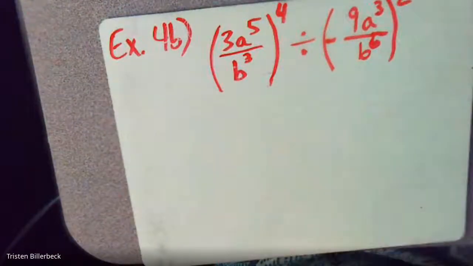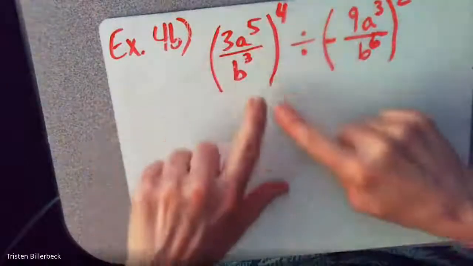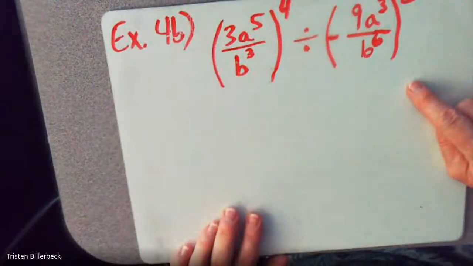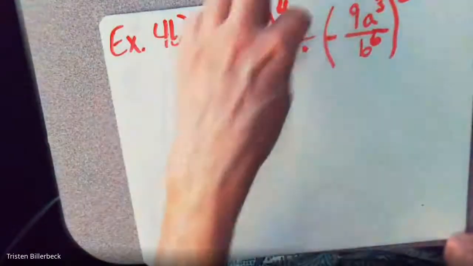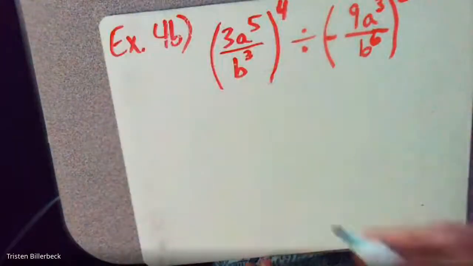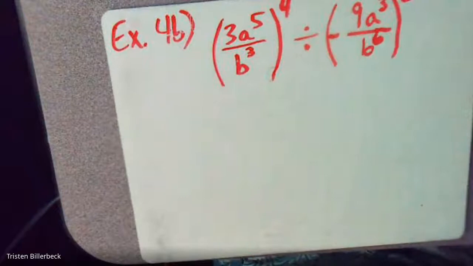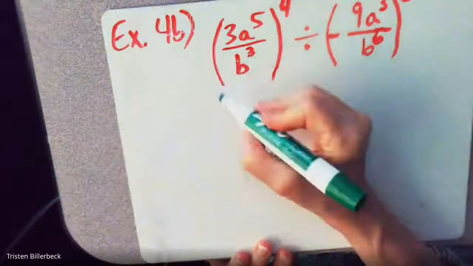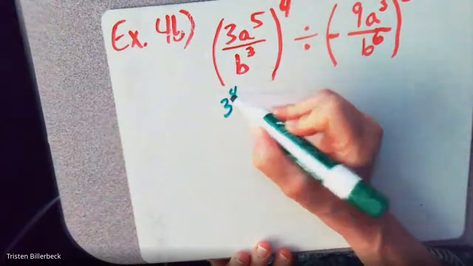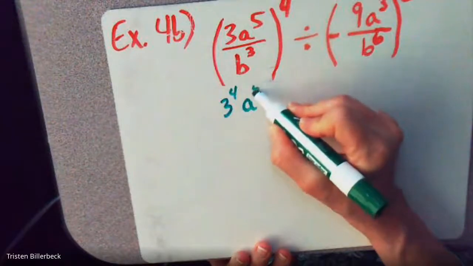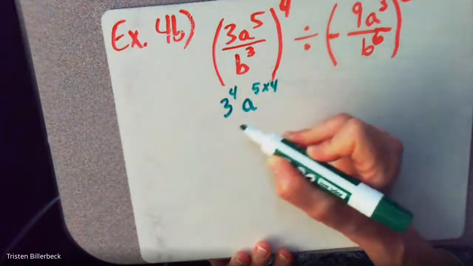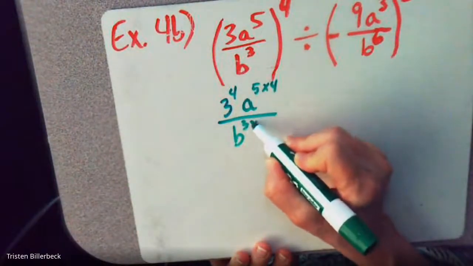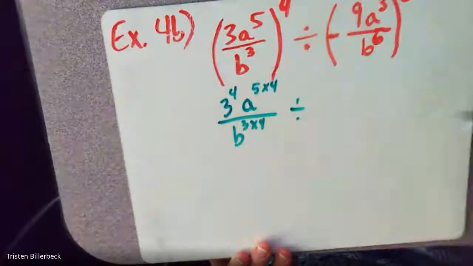So when you see something like this, I would suggest let's figure out what this term is and figure out what this term is before we even get started. So we're going to multiply everything by 4. Or not multiply, but we're going to give this exponent to each one of these. So we have 3 to the 4th and a to the 5th times 4 and b to the 3 times 4. Then we're going to divide that.